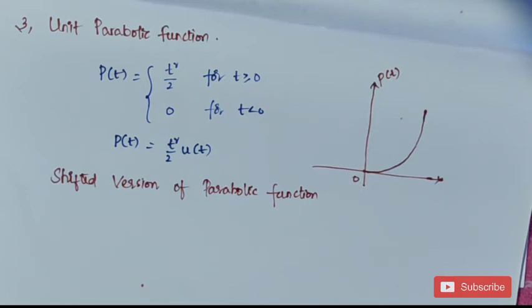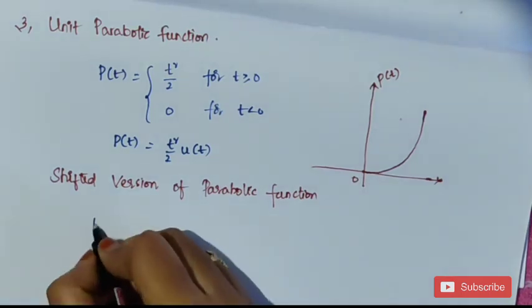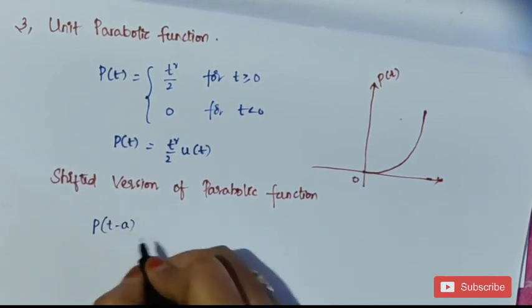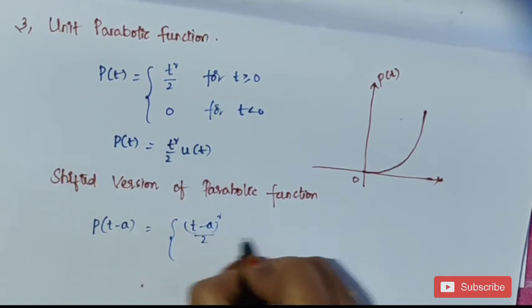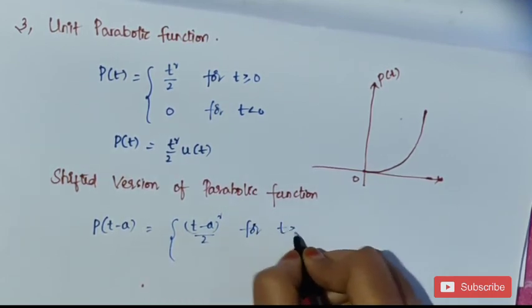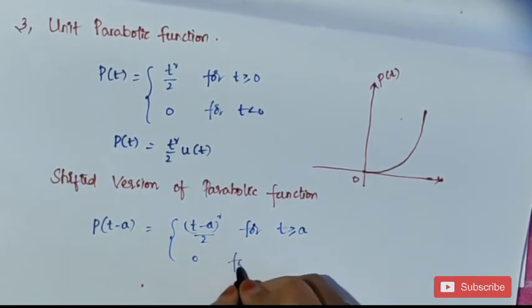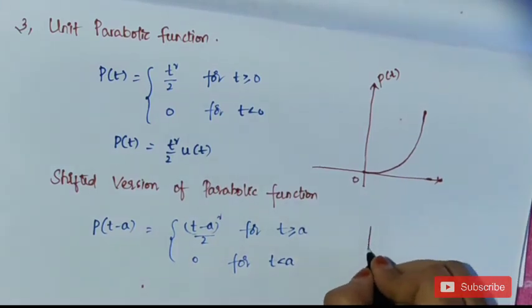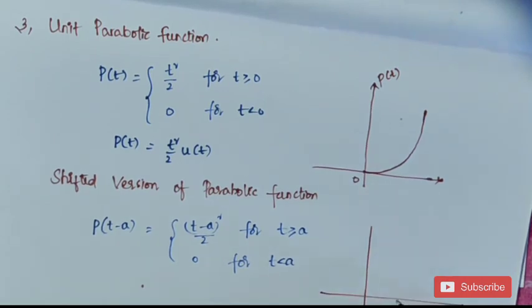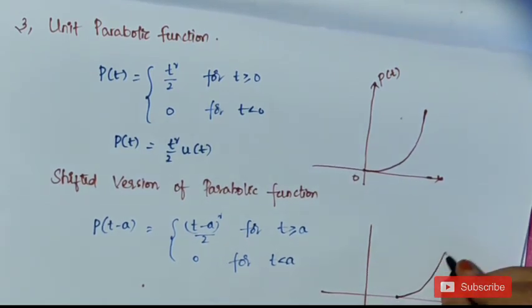Let us see the delayed version of the parabolic function. It is P of t minus a, which is equal to t minus a whole square by 2 for t greater than or equal to a, and 0 for t less than a. This is the shifted version of the parabolic function. Here the signal starts from a. The same signal is shifted and starts from a.